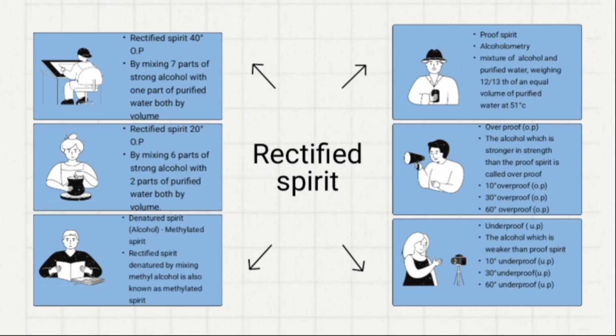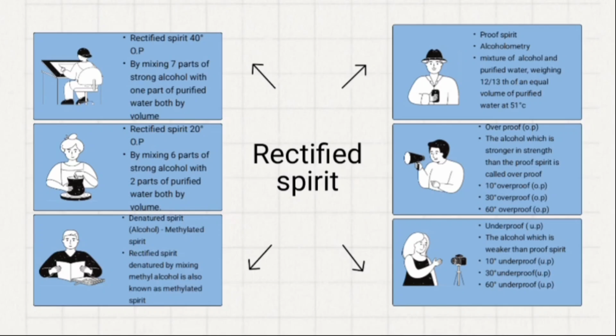Denatured spirit. Denatured spirit is also called methylated spirit. It is rectified spirit that is denatured by mixing methyl alcohol. Proof spirit, it is used in alcoholometry. It is the mixture of alcohol and purified water, which weighs 12/13th of an equal volume of purified water at 51 degrees centigrade. Overproof. The alcohol which is stronger than the proof spirit is called overproof.